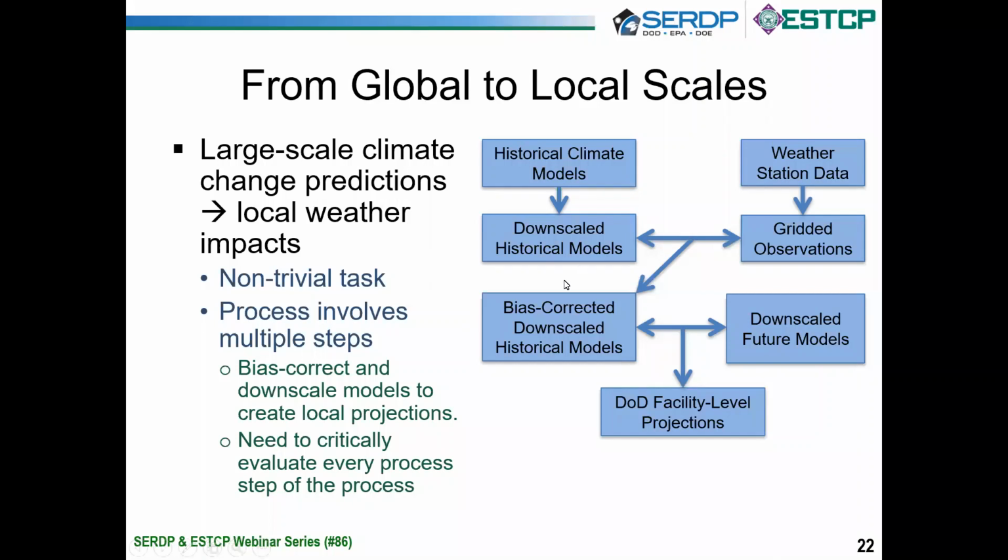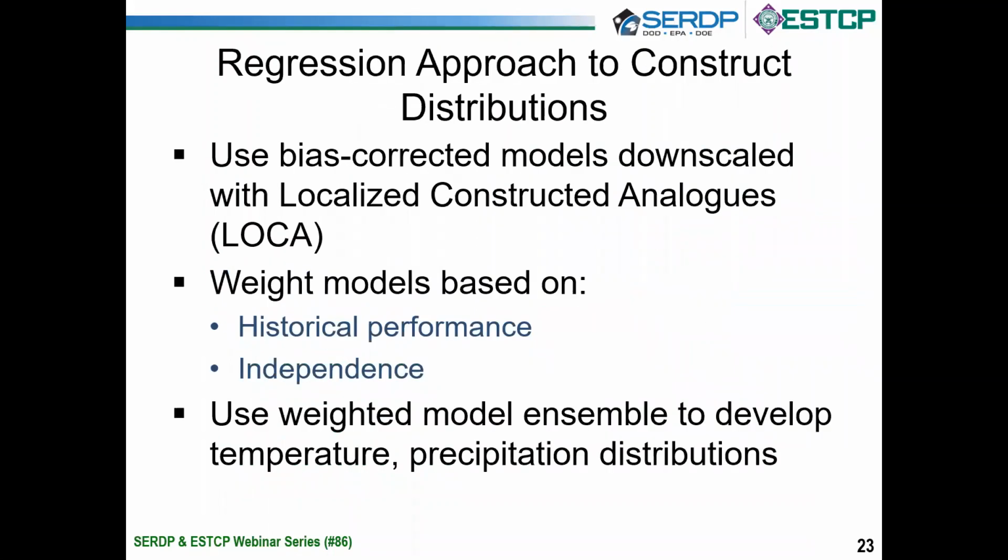But this is a fairly standard approach, but it is important that we critically evaluate every step of the process. So first, I'm going to talk about the results when we take the standard approach, and then I'm going to talk about some critical evaluation. Briefly, what we did here is we bias corrected and downscaled a number of models using something called the localized constructed analogs approach, and we again weighted model performance based on historical performance and the independence of the models, essentially their error correlation structure. And then we produced a weighted model ensemble to develop precipitation and temperature distributions.